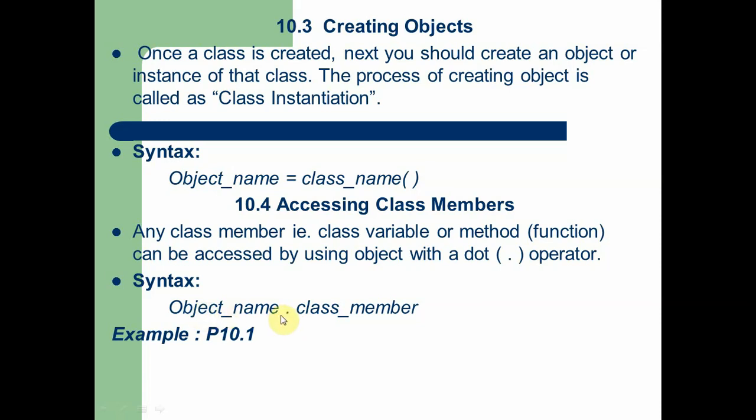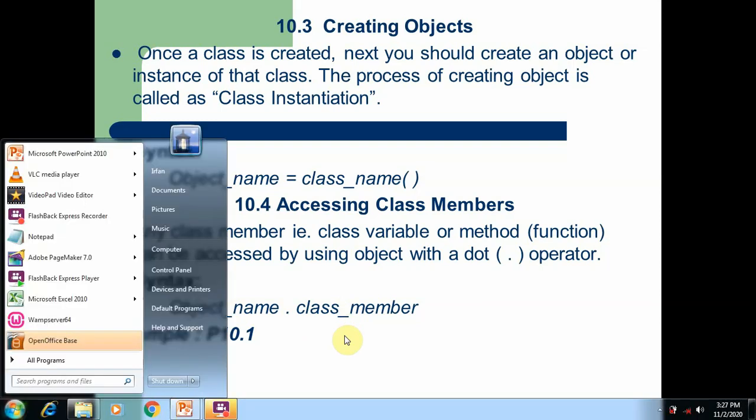Type the object name, use the dot, then the list of members will display. Select which member you want to access. This is the simple method for accessing the members of the class. So we will see and learn how we can create a class, how we can create an object, and how we can access the class members in Python.